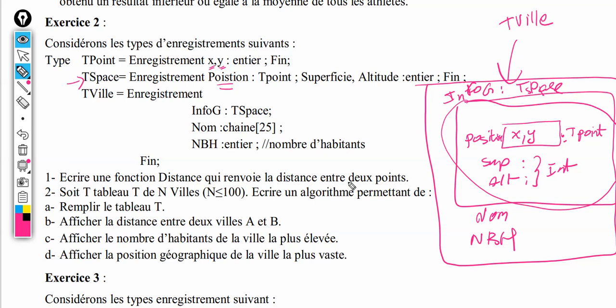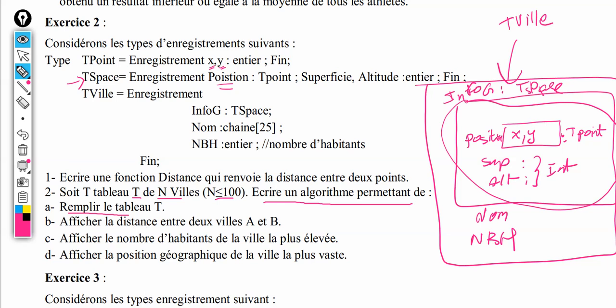Okay, so this time we move to the next question, and it will take us all the TD session. So it's an interesting exercise. So focus here with me. Donc, soit un tableau de tville. So here you have an array of what? Of tville. You have an array of records named T, composed of n villes, n towns, knowing that n is less or equal than 100. So the first question is écrire un algorithme permettant de remplir le tableau T.